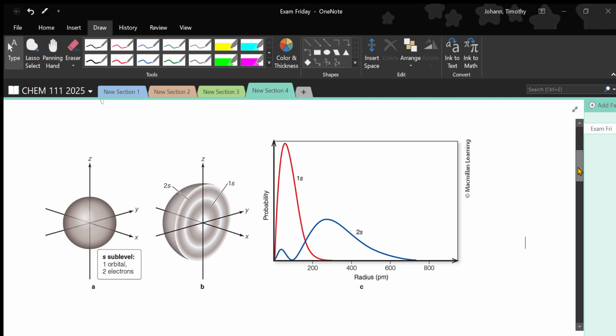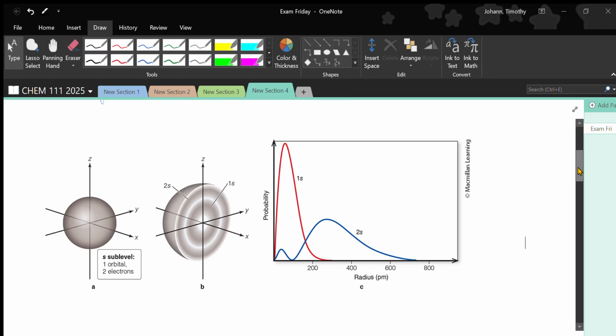But 1s is pretty close to the nucleus. 2s has some stuff close to the nucleus. It has a region, we call this a node, where there's nothing, and then it's farther out. So it's bigger. Mostly you can think about that. They get bigger as the principal quantum number goes up. Does that make sense, kind of what we're talking about?